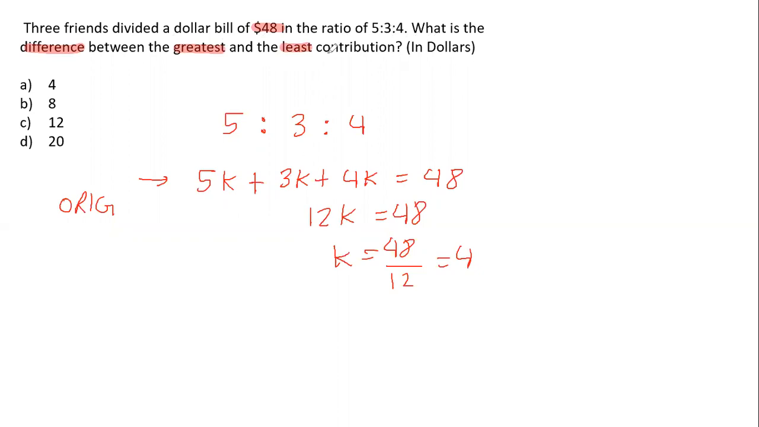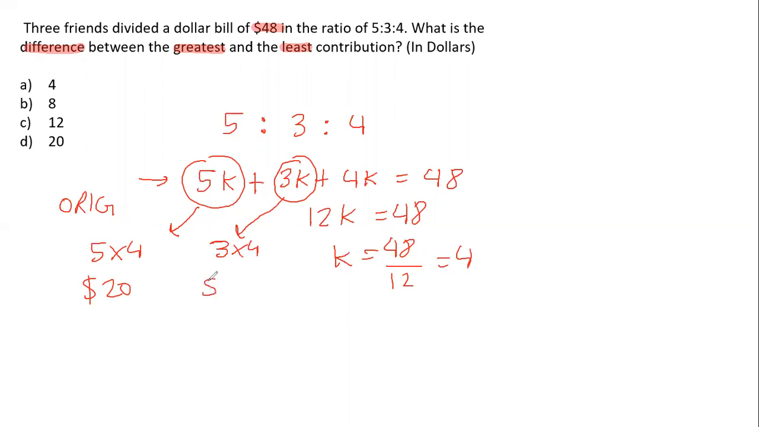So from here, I realize that the greatest contribution is 5k, which is 5 times 4, that is $20. And the least contribution is 3k, which is 3 times 4, that is $12. And the question is asking me what's the difference in the greatest and the least. So that's 20 minus 12, which will be $8. So that's option number B.